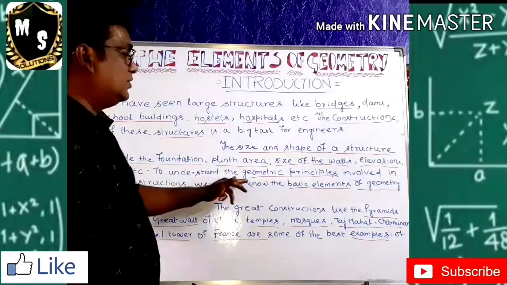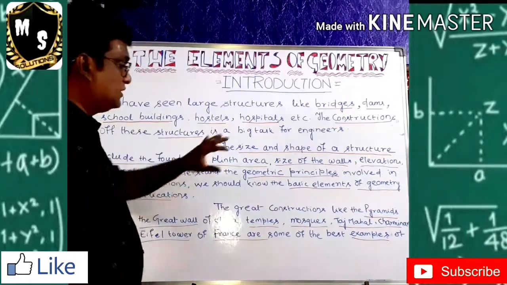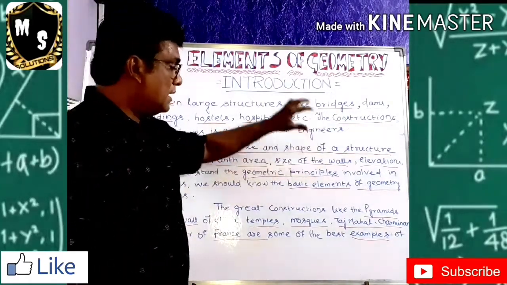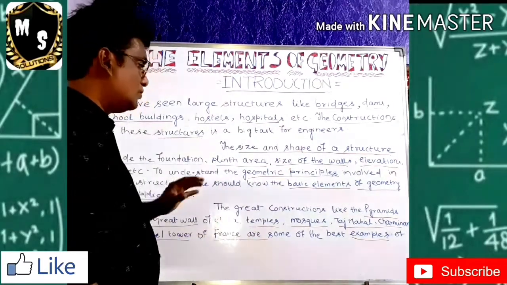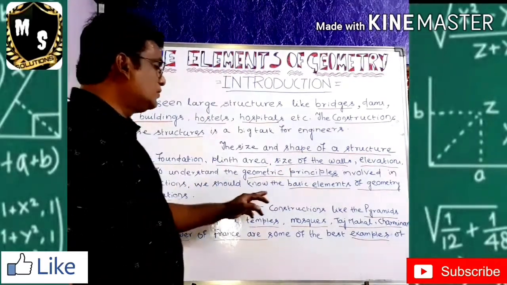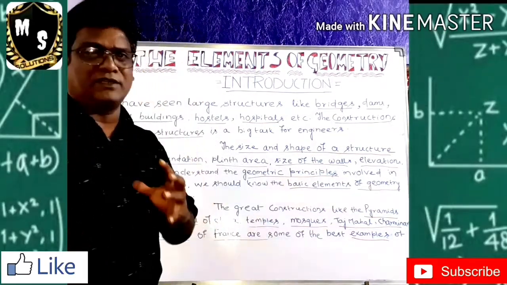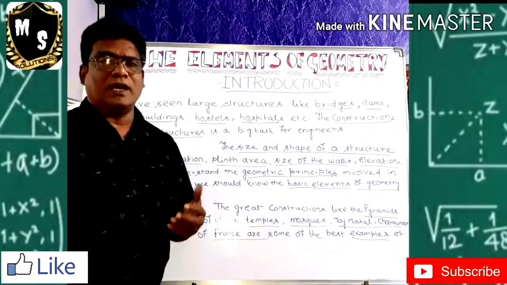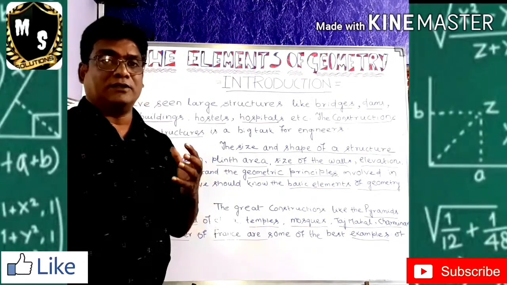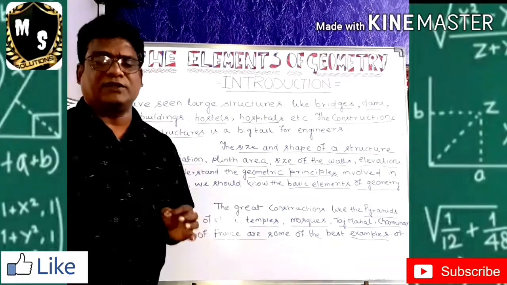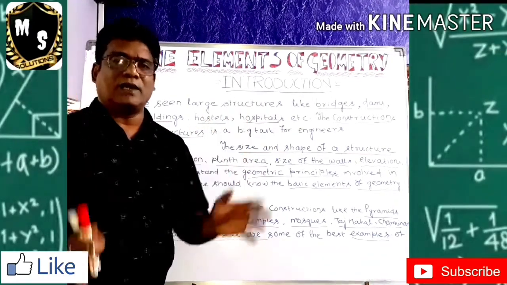To understand the geometric principles involved in those constructions, all of them have geometrical measurements or principles inside them. So to understand them, we have to know the basic elements of geometry, and the engineers must apply them very seriously and cautiously. Otherwise, the construction will collapse.